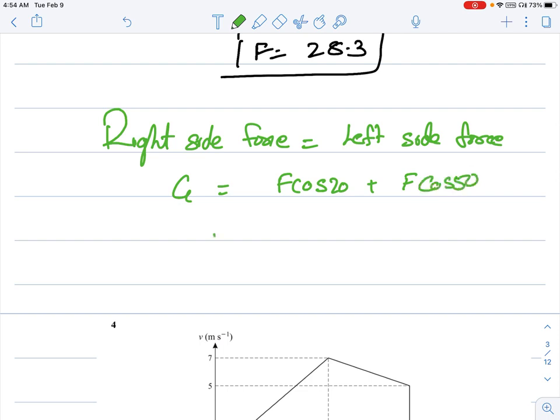So plug in the value of f, which was 28.3 cos 20 plus 28.3 cos 50. So simplify, you should be getting the answer 44.8.